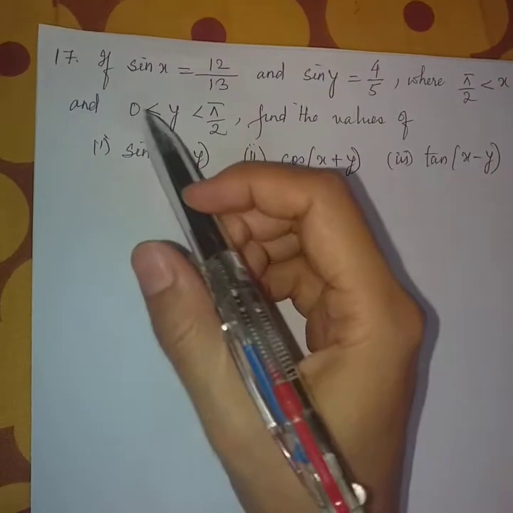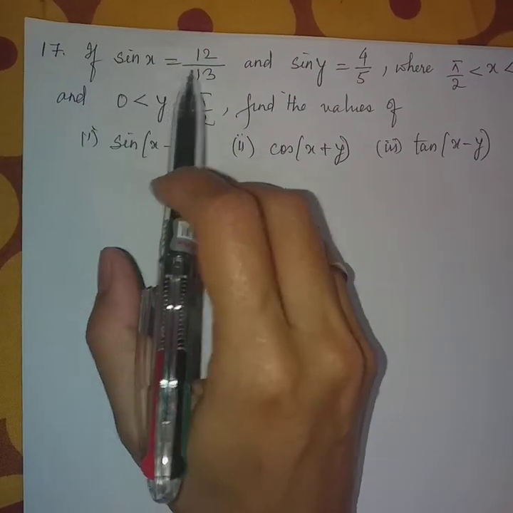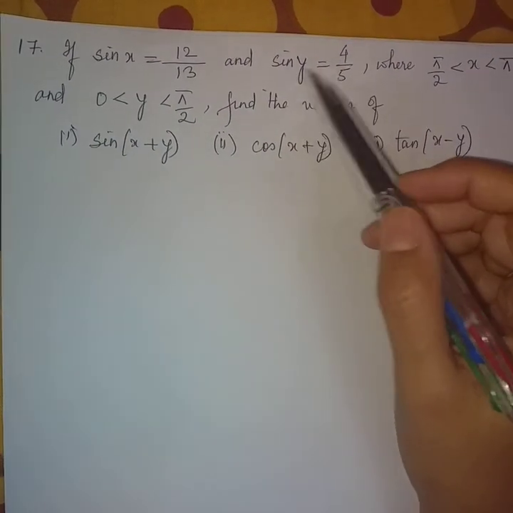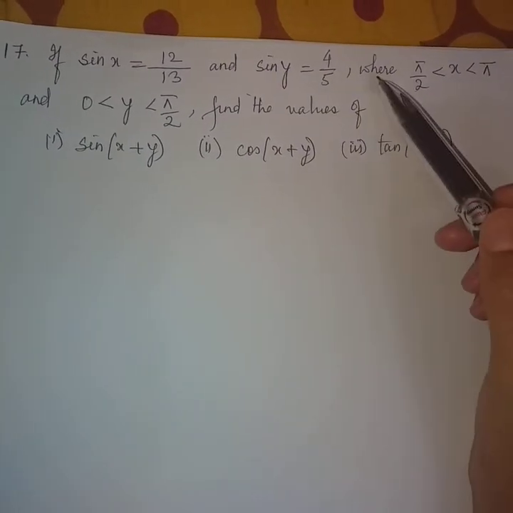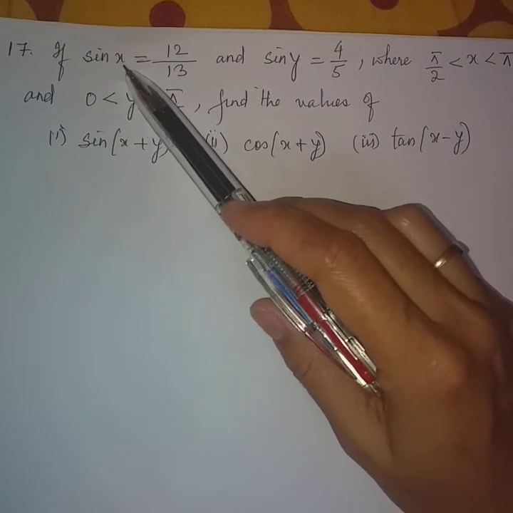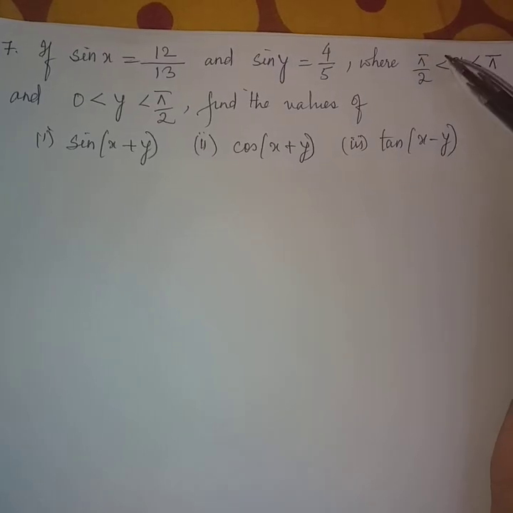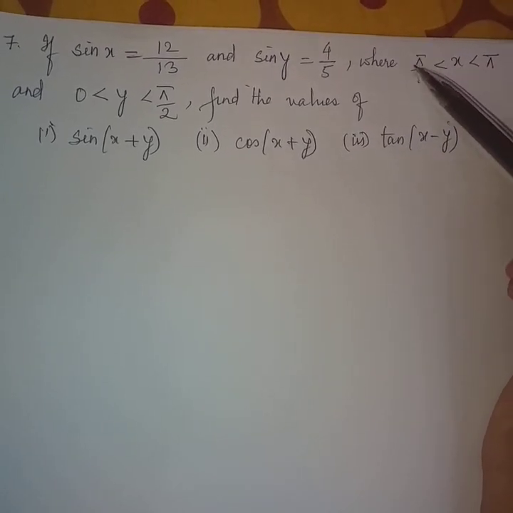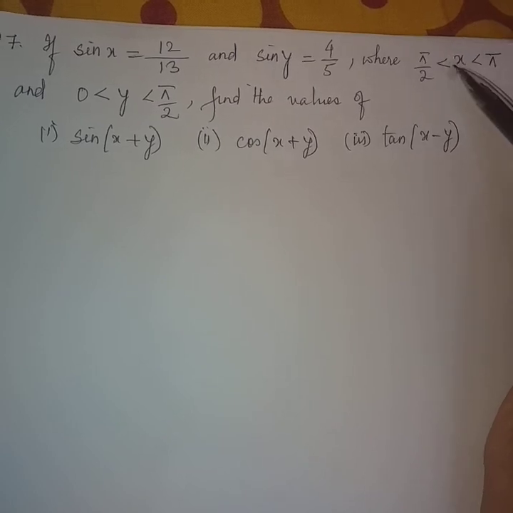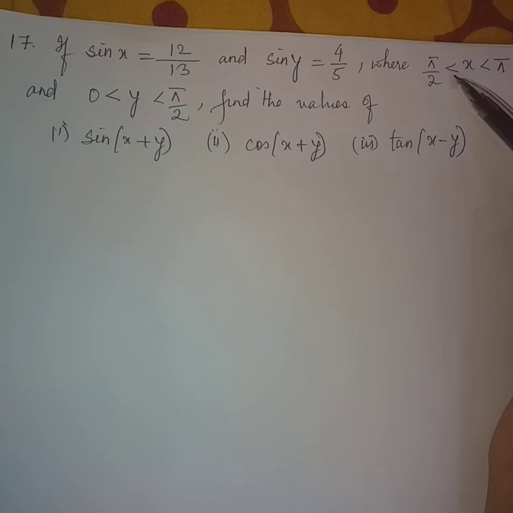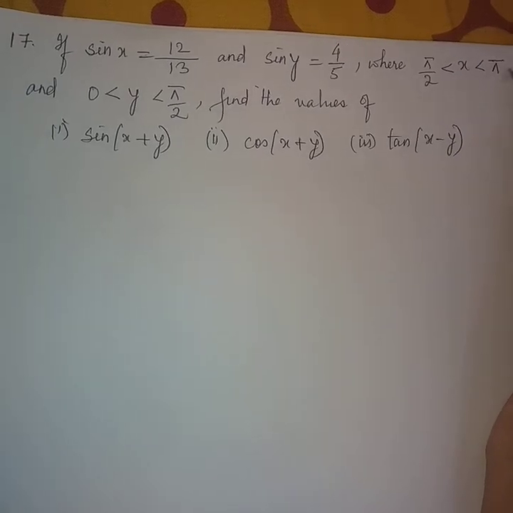Let us solve another problem. If sine x is equal to 12 by 13 and sine of y is equal to 4 by 5, where x is the angle, x lies between pi by 2 and pi. That means x is greater than pi by 2 and less than pi. It means x lies between pi by 2 and pi.